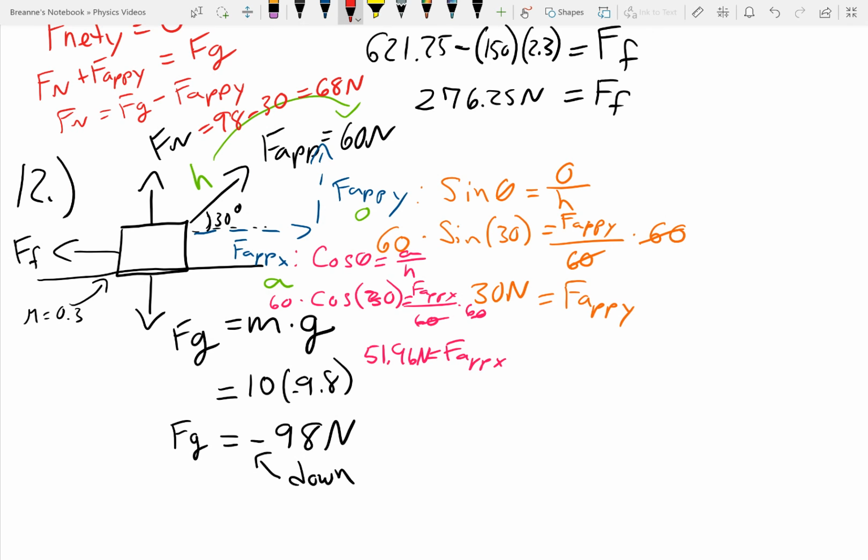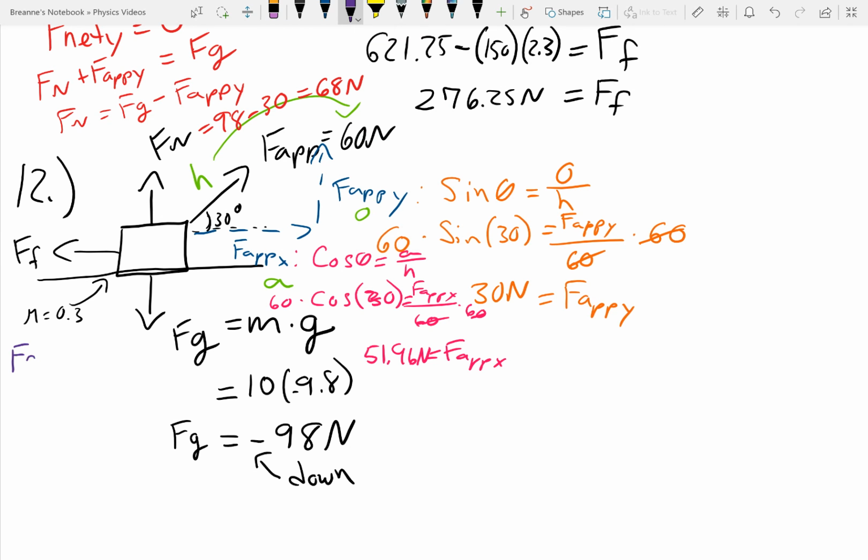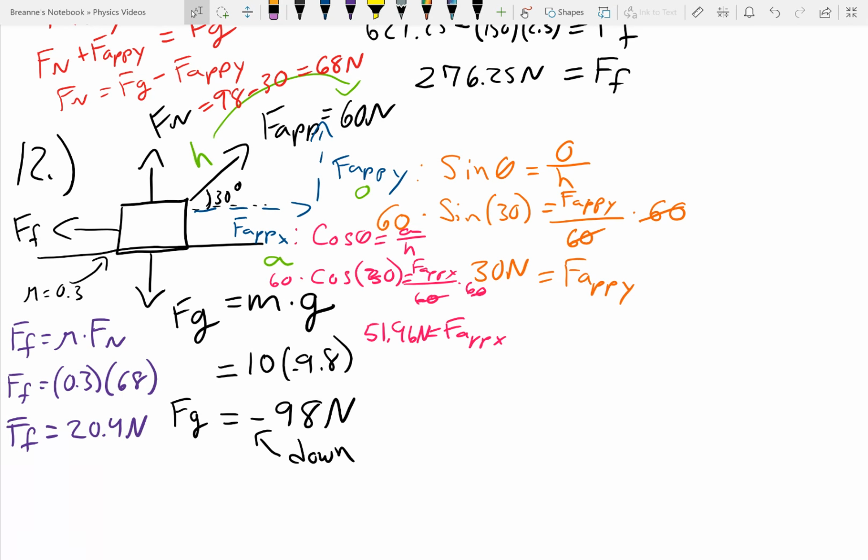Now that we figured that out, we can go to the force of friction. Remember your force of friction equation is mu times normal force. We just figured out normal force, which is 68. And so therefore your force of friction is 20.4 newtons. So that's mainly the thing you'll be solving for.